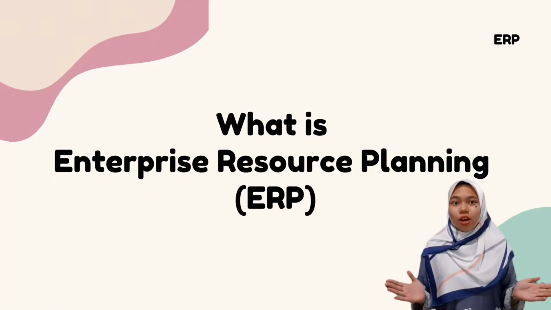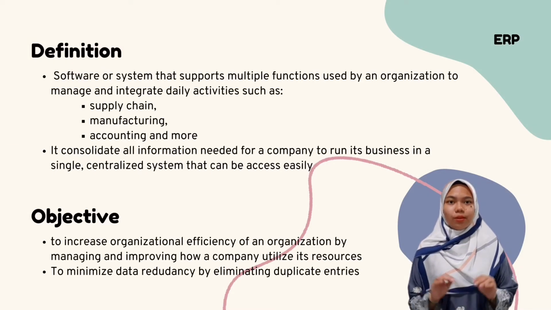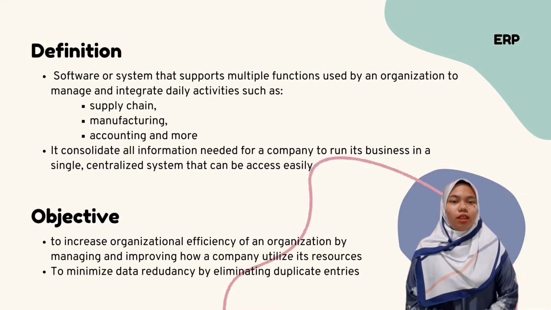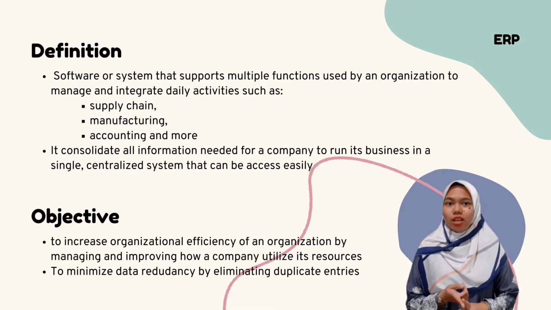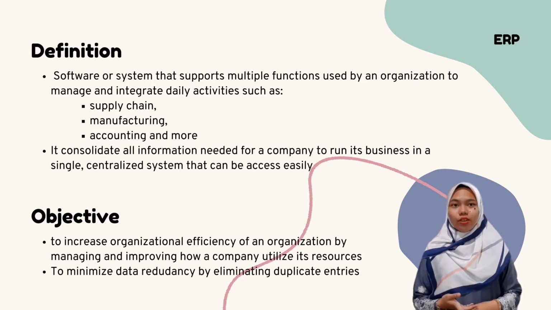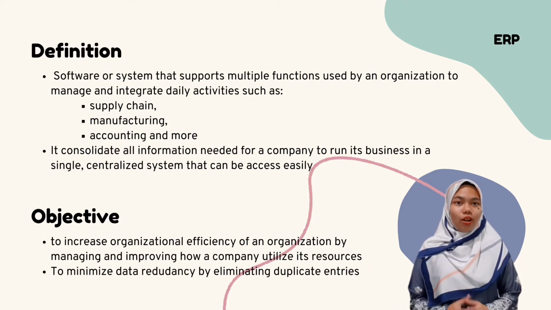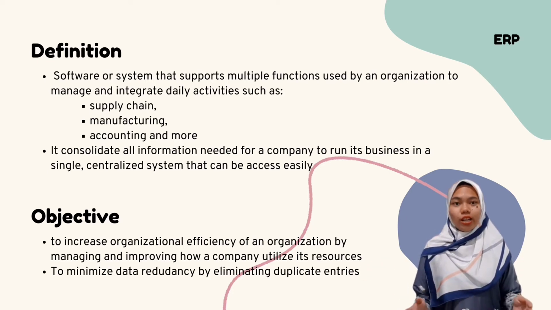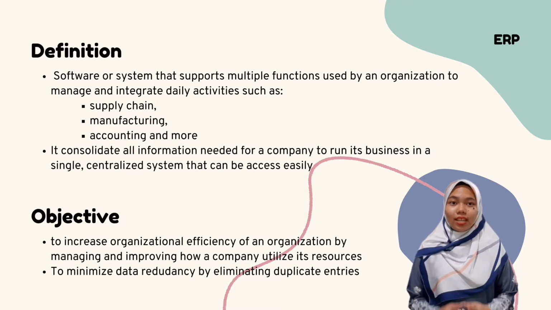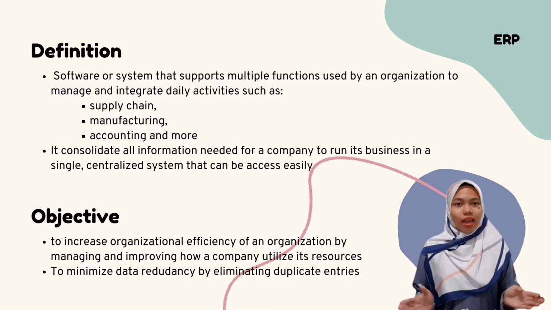So, what is ERP? ERP is a software or system that supports multiple functions used by an organization to manage and integrate all daily activities such as supply chain, manufacturing, accounting, and more. ERP consolidates all information needed for a company to run its business in a single centralized software that can be easily accessed remotely by everyone.